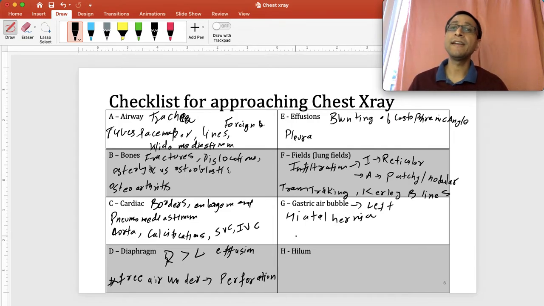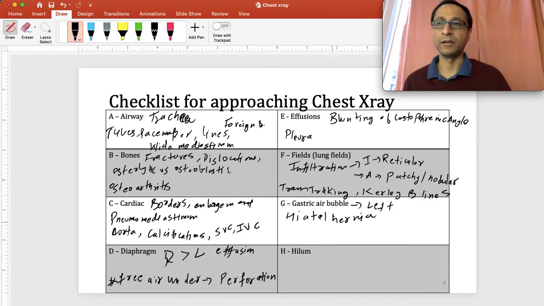Look for free air underneath the diaphragm. That would also suggest perforation, so you can find that here. And sometimes with the hiatal hernia or any other hernia in general, which is going through the diaphragm, on the left lung field, you'll be able to find loops of bowel inside of the left thoracic cavity. So those could be associated with hiatal hernia.